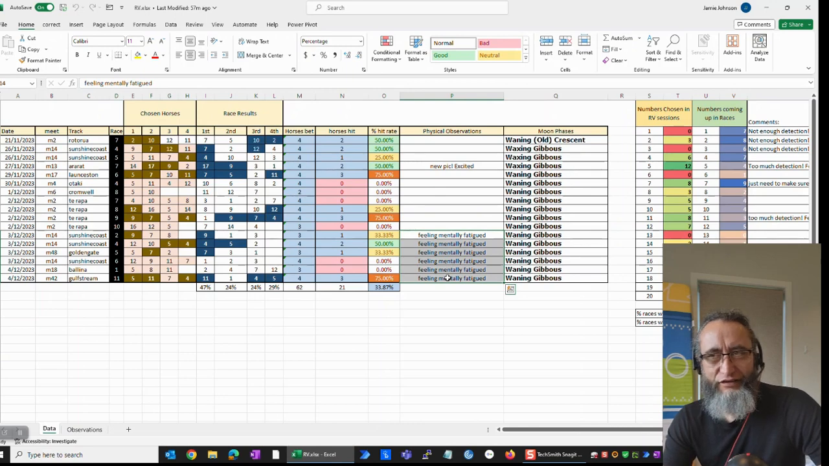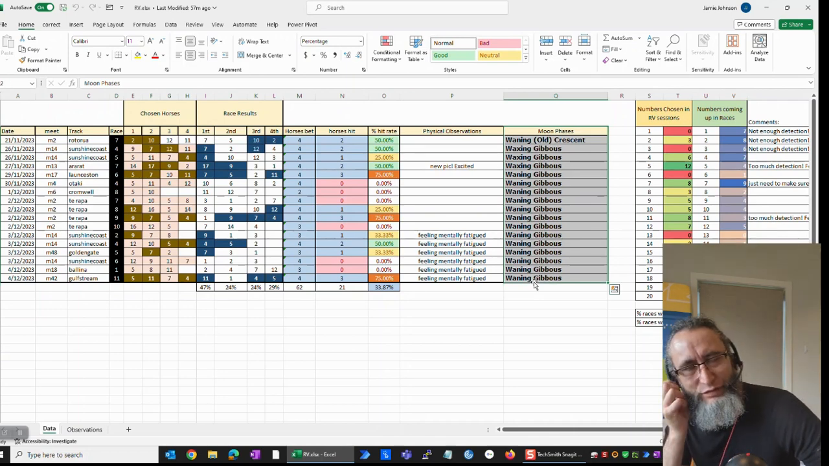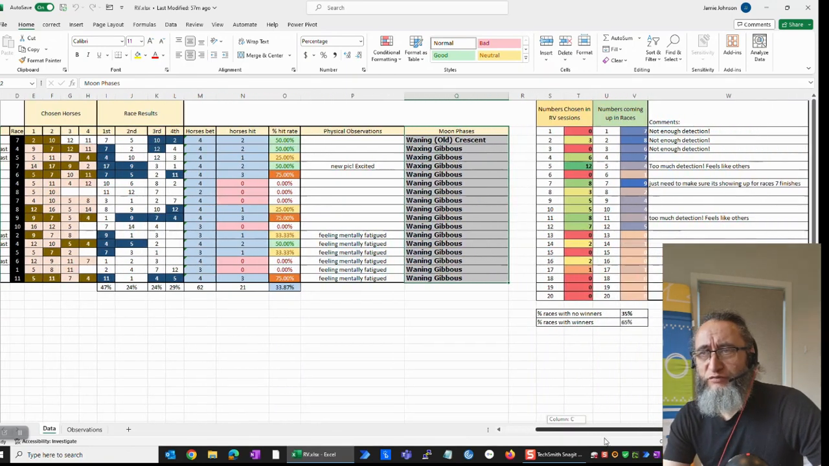Really, it's exhausting. I put moon phases in here because I thought it might mean something, but right now there's not enough information to actually factor in moon phases. So when the database gets bigger, we'll factor it in, even if it may or may not mean anything.